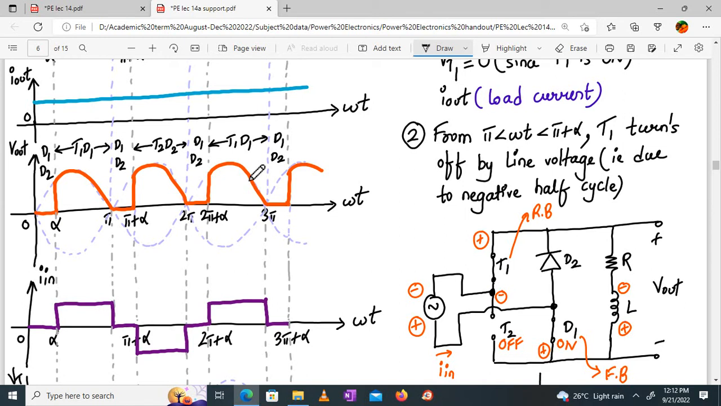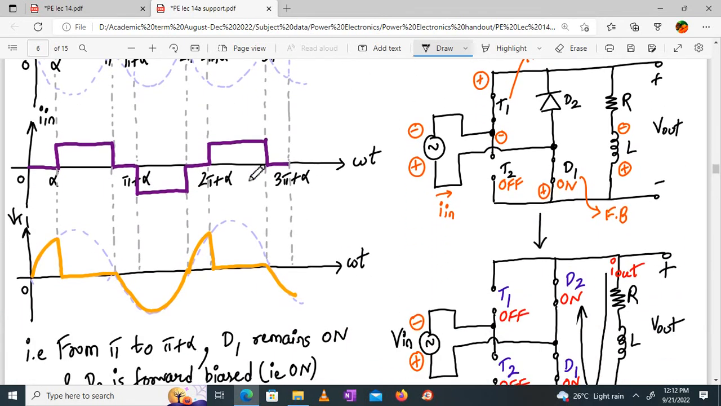Okay, fine. What's the difference from here to here? Earlier, T1 was conducting from alpha to pi plus alpha. Now it is conducting from here to here. T1 is on, here T2 is on. So what's the difference? The current carried by the transistor when it is on, on average, is more in case of the earlier configuration. But transistors have to carry a longer current for a longer duration. That's why the current rating for the symmetric configuration for SCR should be higher compared to this.